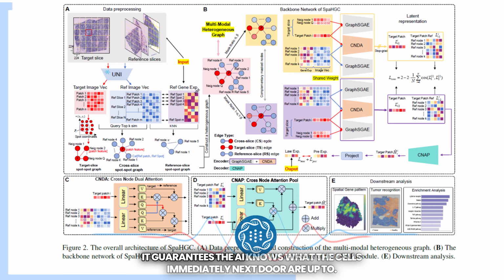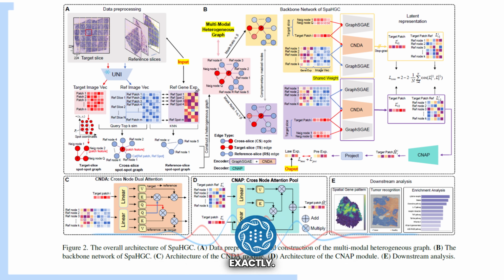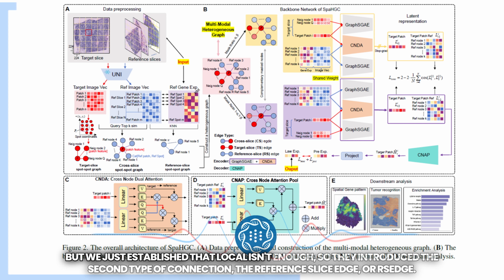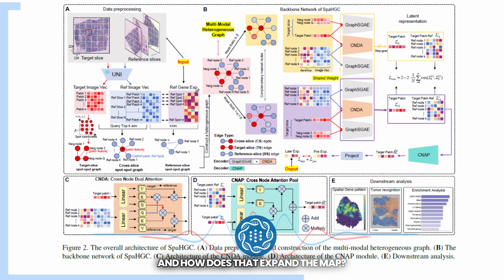It guarantees the AI knows what the cells immediately next door are up to. Exactly. It captures the vital local spatial continuity. But we just established that local isn't enough. So they introduced the second type of connection, the reference slice edge, or RS edge. And how does that expand the map? It completely leaves the target patient.